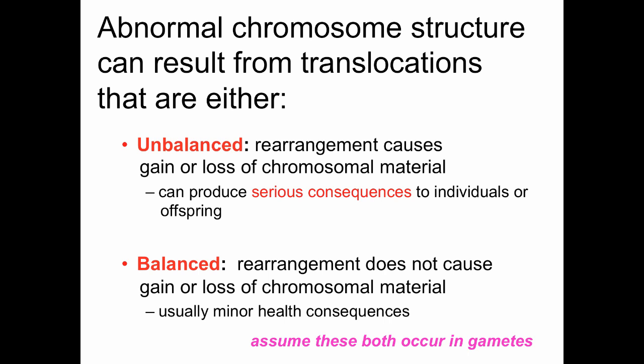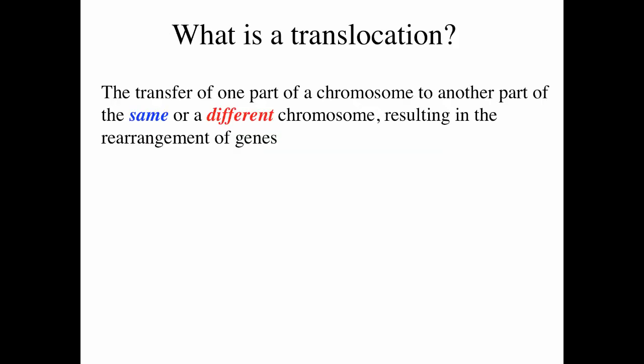On the other hand, balanced rearrangements do not cause gain or loss of chromosomal material. Those would usually have minor health consequences. And let's assume that these are occurring in gametes for our discussion. So what is a translocation? A translocation is the transfer of one part of a chromosome to another part of the same or a different chromosome. It results in rearrangement of genes.